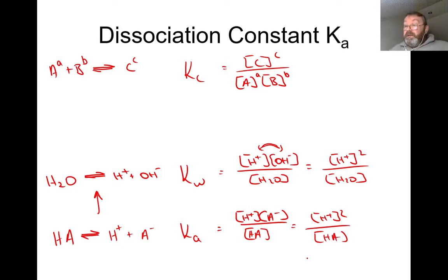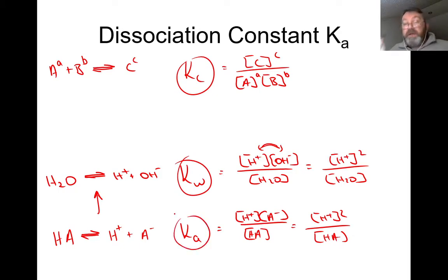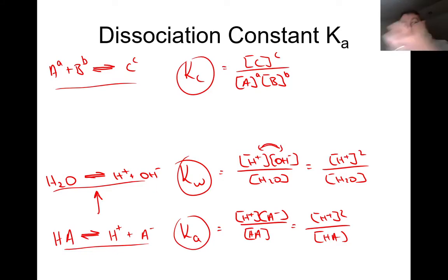Now, Kc, equilibrium constant expression. Kw, dissociation constant of water. Ka, dissociation constant of an acid. Where do they come from? They come from their associated dynamic equilibrium expressions. Okay, to what's going on in their systems when A and B react to give C, or when water breaks up into its ions, or when an acid breaks up into its ions.